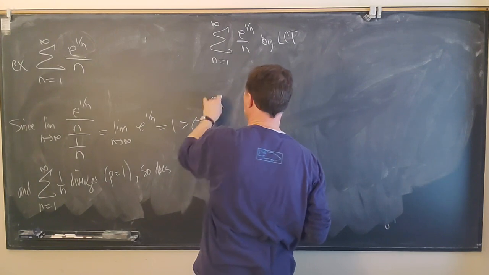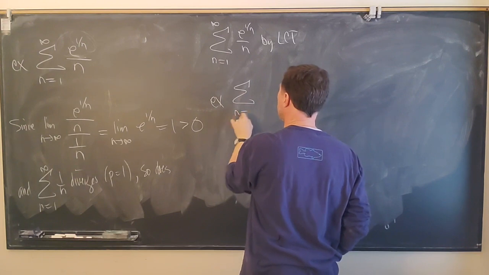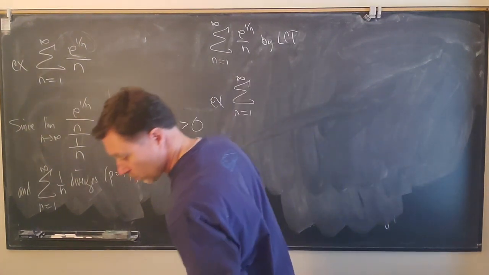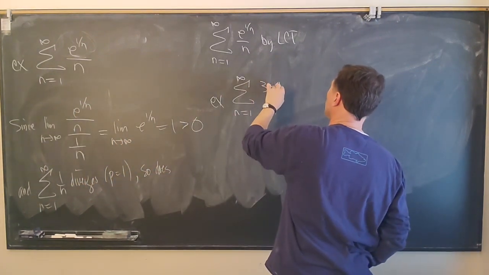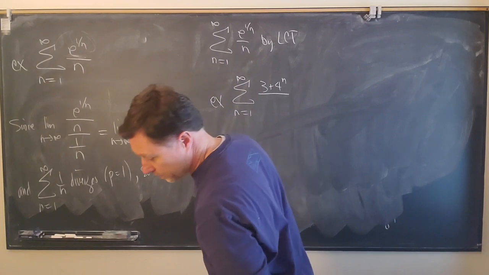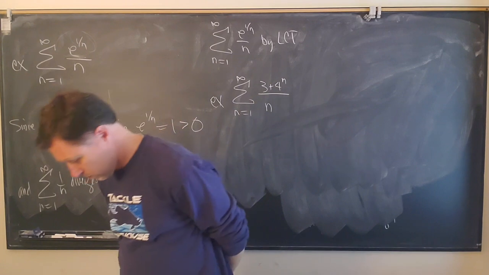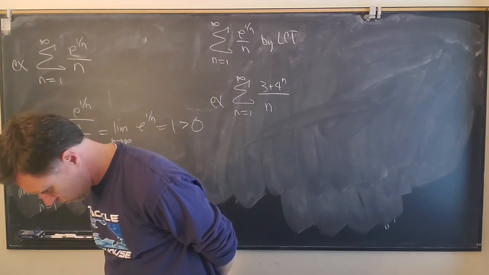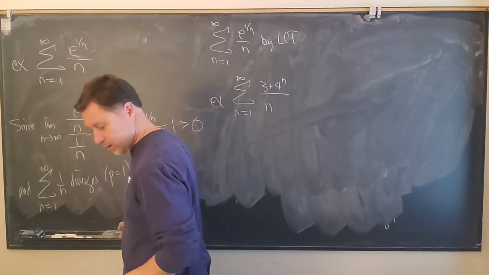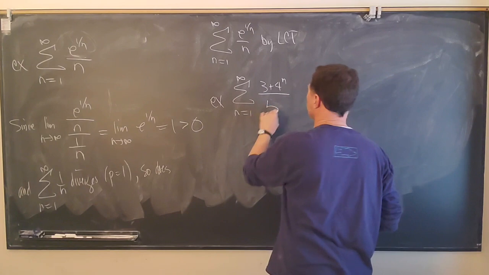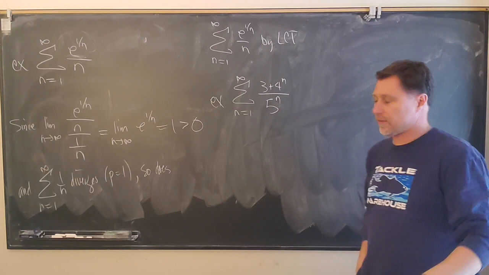Okay, so let's do a couple more examples. Next one, sum n equals 1 to infinity of 3 plus 4 to the n divided by n. Oh, shoot. Actually, I can't put an n here, can I? Never mind. Let me fix that one. Like that. 3 plus 4 to the n divided by 5 to the n.